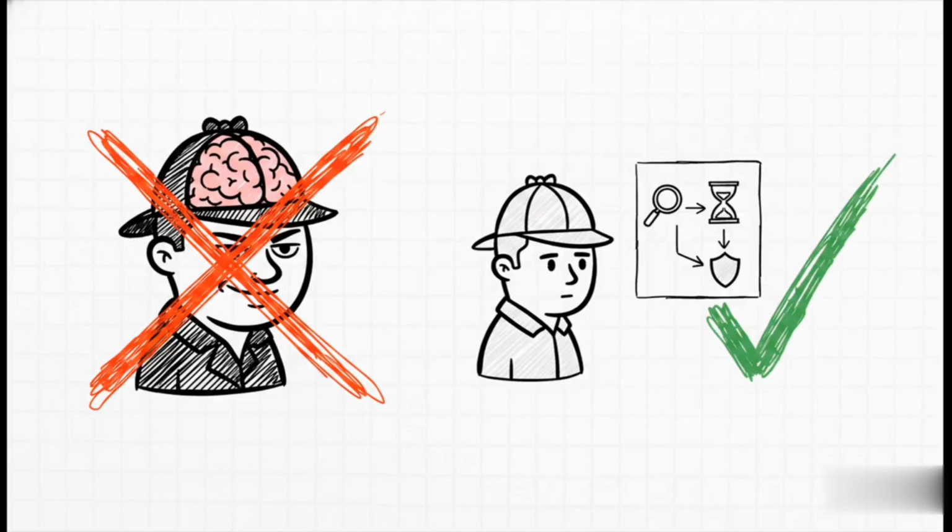So here's the real takeaway. Success in this game isn't about being some kind of Sherlock Holmes who knows everything and solves every single mystery perfectly. It's about being a disciplined detective who has a rock-solid process for managing the one thing you can always count on in the markets, uncertainty.